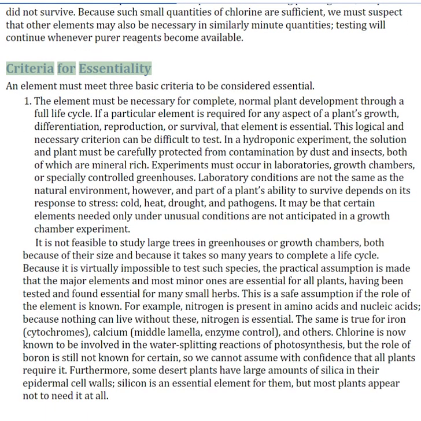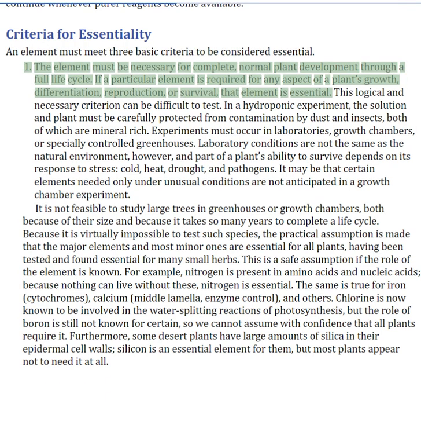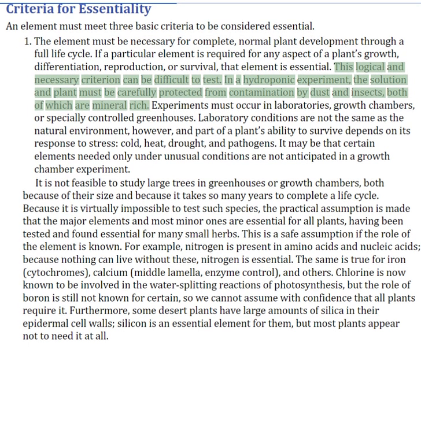Criteria for essentiality. An element must meet 3 basic criteria to be considered essential. 1. The element must be necessary for complete, normal plant development through a full life cycle. If a particular element is required for any aspect of a plant's growth, differentiation, reproduction, or survival, that element is essential. This logical and necessary criterion can be difficult to test.